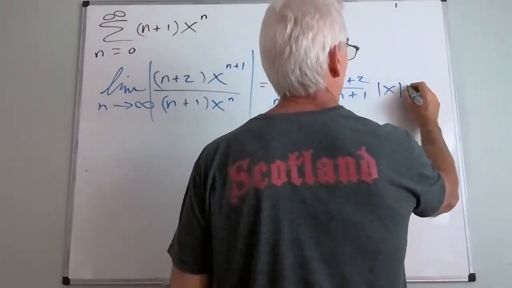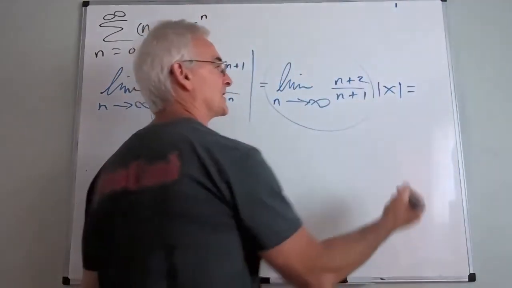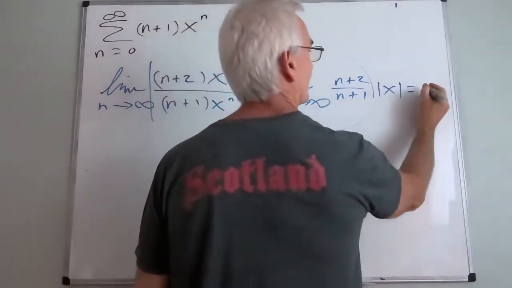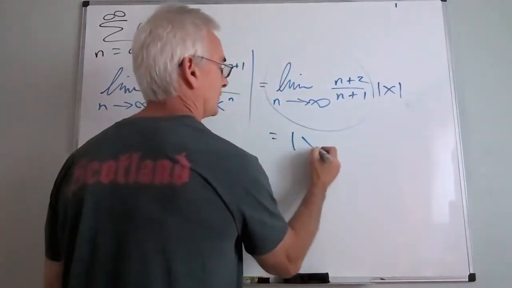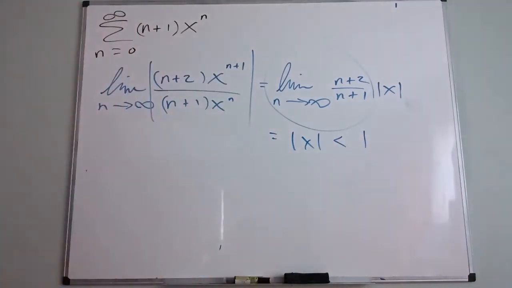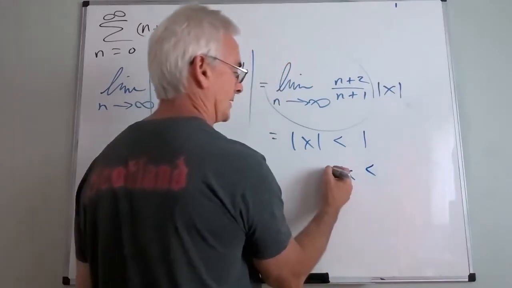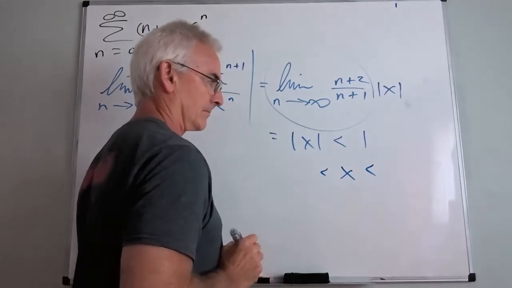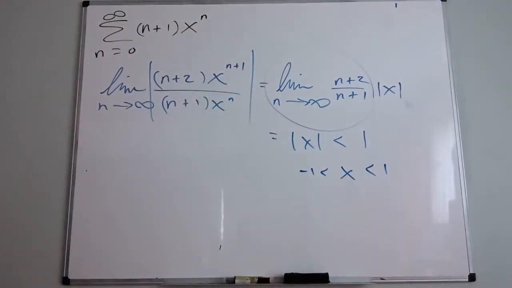And once again, what does this equal? Well, this fraction is exactly 1. So this equals the absolute value of x, and I need to know when that is less than 1. That's not always true, is it? So that's true when x is in words between what and what? Negative 1 and 1. So there is a very, very narrow window where this is true.